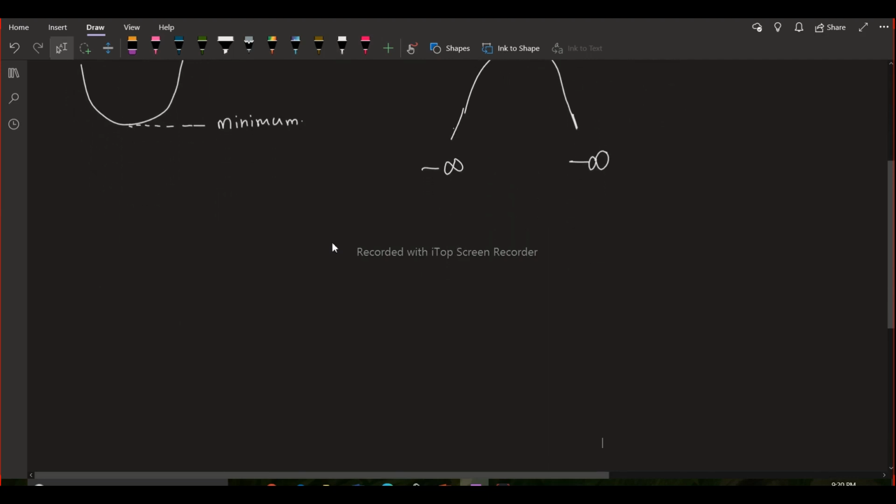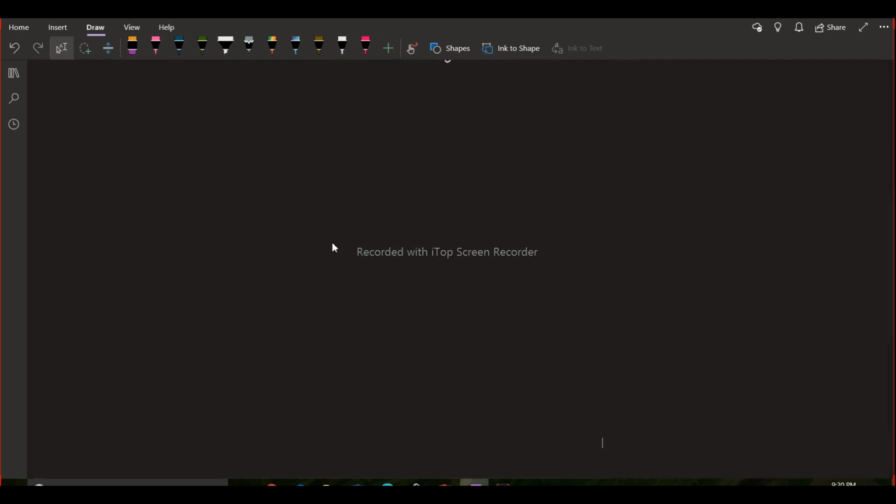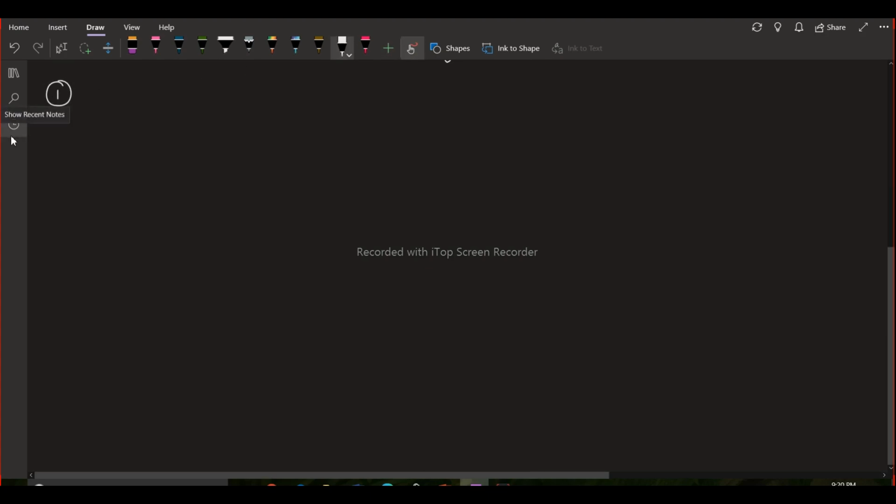So let's see how we can exactly find that value. Let's take an example equation, in fact a question, and see how we can find the minimum and maximum value. There are a lot of ways, and we'll just try one of them here.